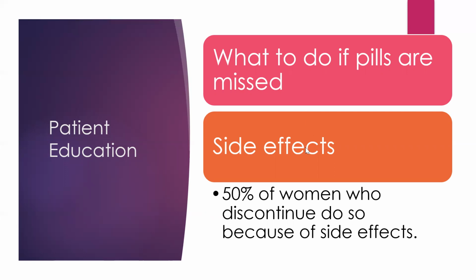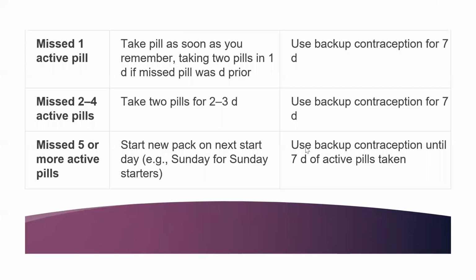All right, so what do I do if I missed pills? So if I've missed 1 active pill, we're going to take it as soon as you remember. Take 2 pills in 1 day if you missed the pill the day prior, and we want to use backup for 7 days. If I missed 2 to 4 active pills, we're going to take 2 pills for 2 to 3 days, also using backup for 7 days.